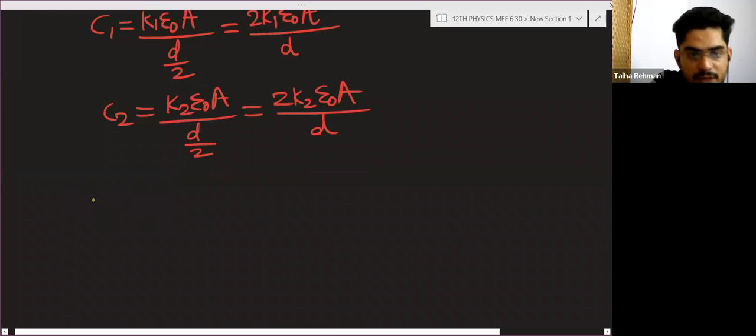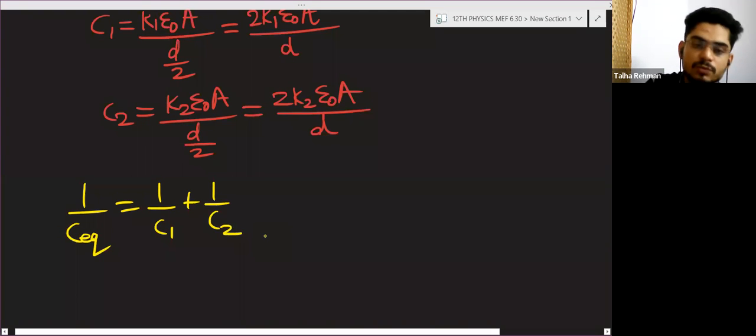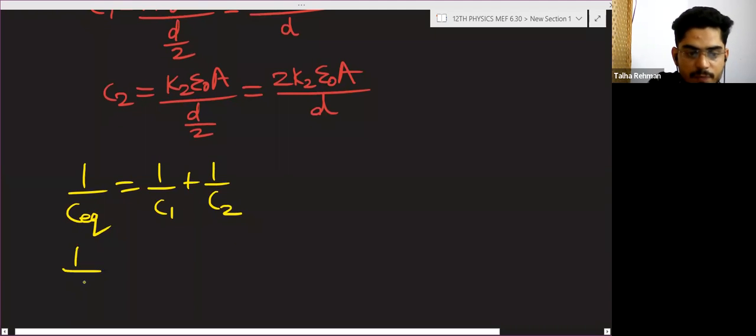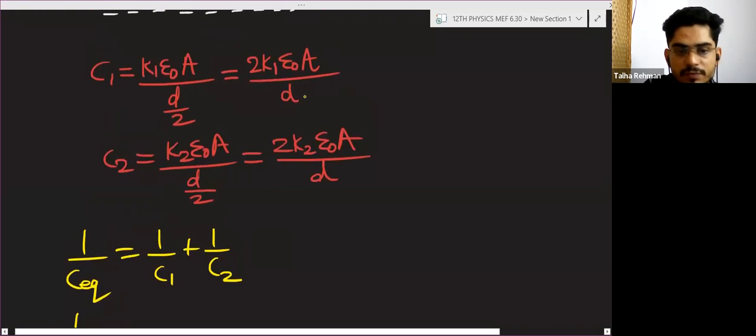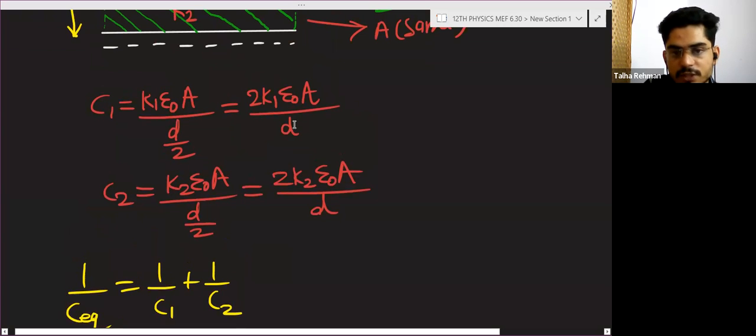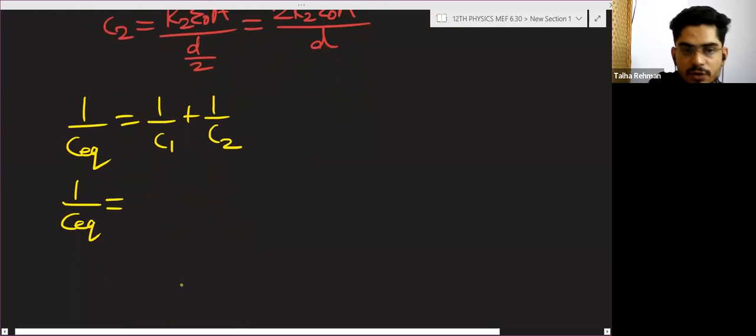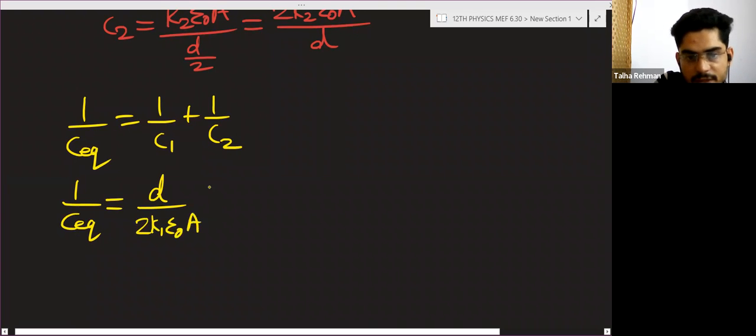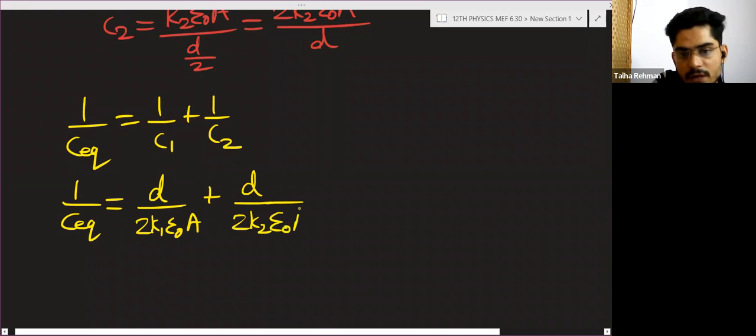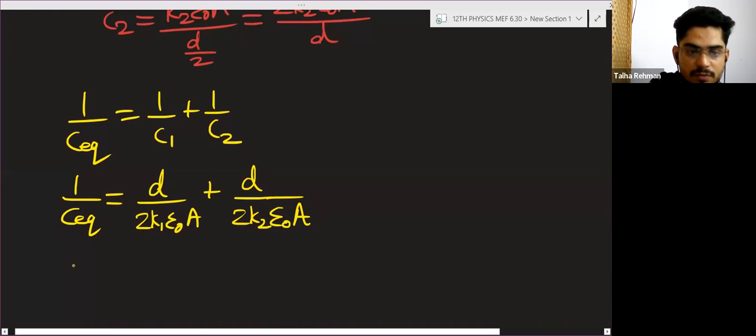I am calculating this like this: 1 upon C equivalent is equal to 1 upon C1 plus 1 upon C2. So 1 upon C1, if you take reverse of this, this will become D upon 2K1 epsilon naught A, and this will become D upon 2K2 epsilon naught A. Now take common.